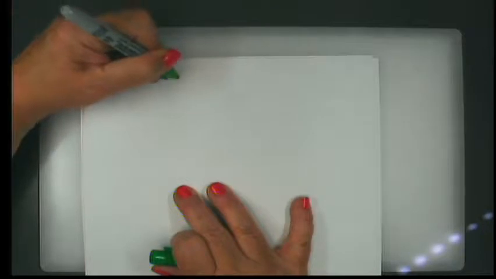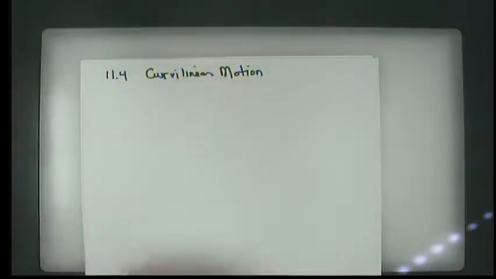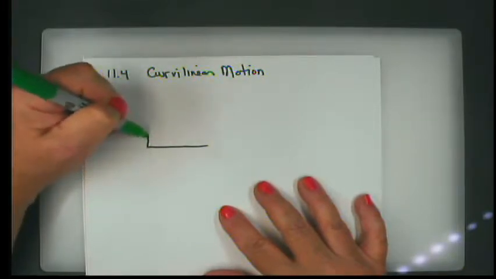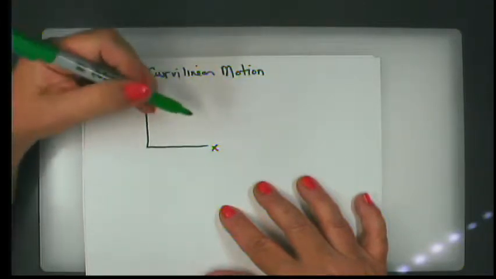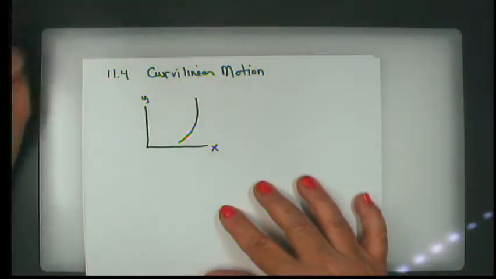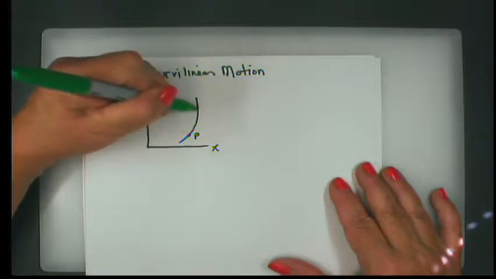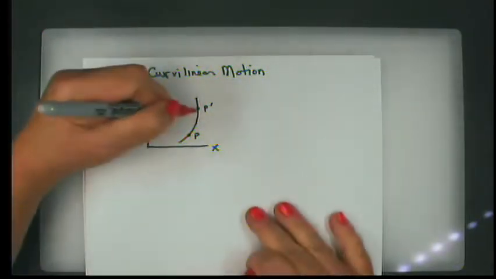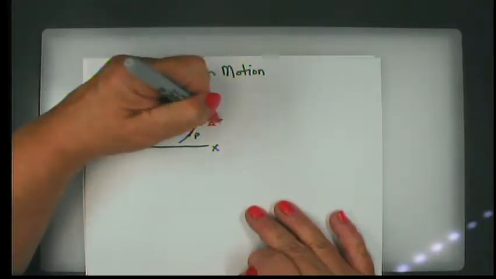Okay, but basically 11.4 talks about curvilinear motion. And what we mean by curvilinear motion is something that doesn't necessarily move in a straight line. So if we have a particle that's moving in the xy plane, and it's moving along some sort of an arc, and it doesn't have to be a circular arc, just some sort of an arc, and it moves from point P to P prime. There are just a couple of definitions. One, the actual distance that it moves along the arc length is referred to as delta s.